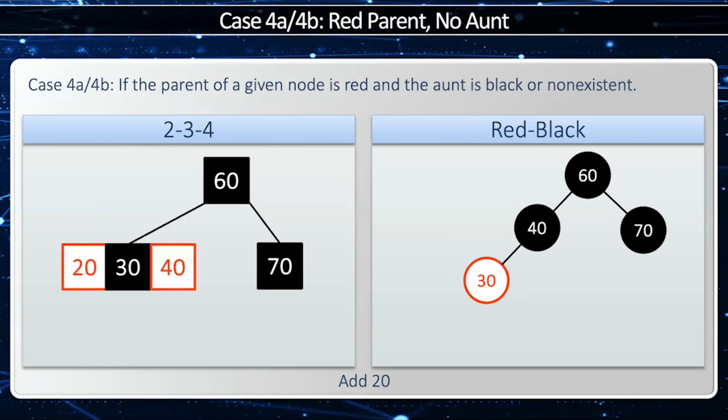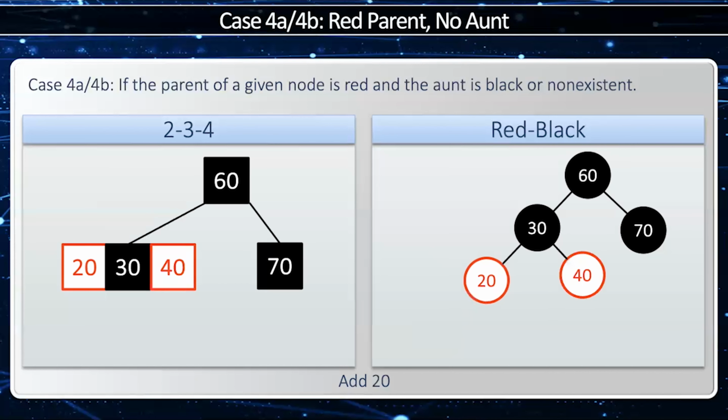Now we're going to do exactly the same thing with the red-black tree. So here 20 is less than 60, less than 40, less than 30, so it goes to the left of 30. And now we're going to see that my parent is red, so I'm going to do a right rotate. And what this means is 40 is going to come down, 30 is going to come up. And now I have to recolor my nodes. So 30 is going to become black and 40 is going to become red.